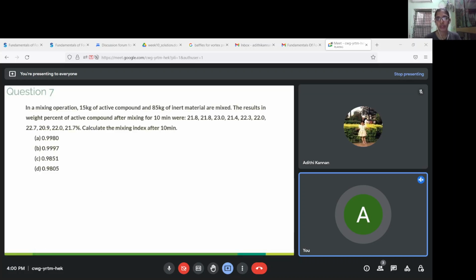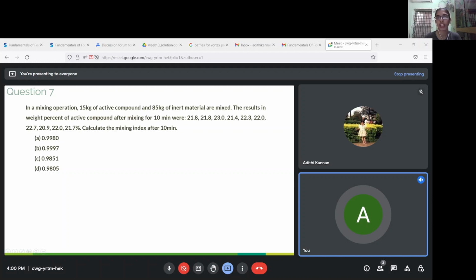Moving on to question 7, we will move on to numericals where we will properly understand how to calculate the mixing index from the variances that I was discussing before. In a mixing operation, 15 kgs of an active compound and 85 kgs of an inert material are mixed. The results in weight percent of active compound after mixing for 10 minutes were 21.8, 21.8, 23.0, 21.4, 22.3, 22, 22.7, 20.9, 22 and 21.7%.